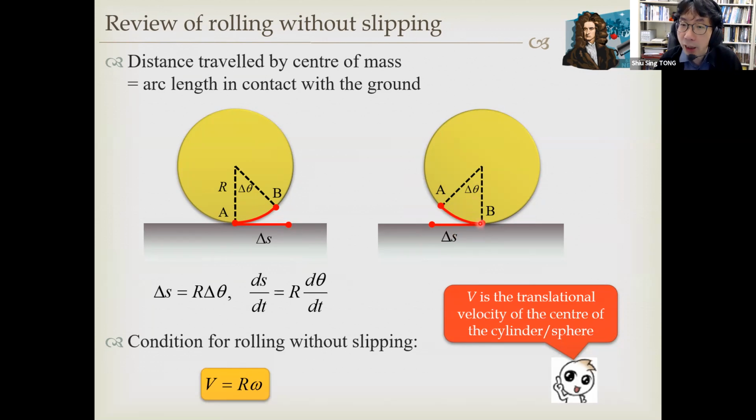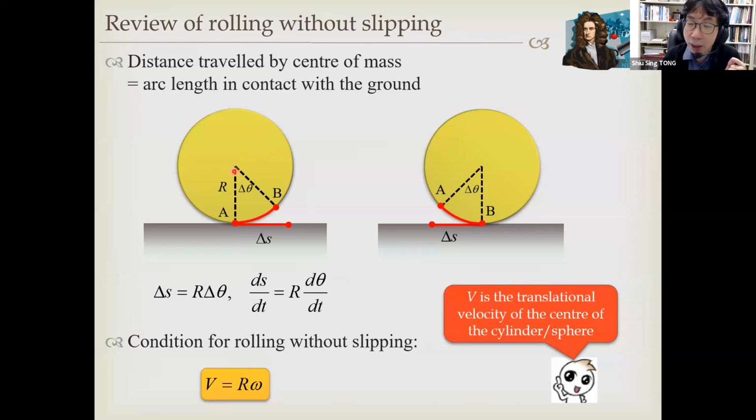This arc length AB, which is subtended by the angle delta theta, is just the same as the distance moved forward by the center of mass of the object. So we can write delta S as R delta theta. When we divide the equation by delta t and take the limit delta t tends to 0, we find that ds/dt is equal to R d theta/dt. D theta/dt is of course the angular velocity of the object, so we write it as omega. But ds/dt is actually the velocity of the center of mass.